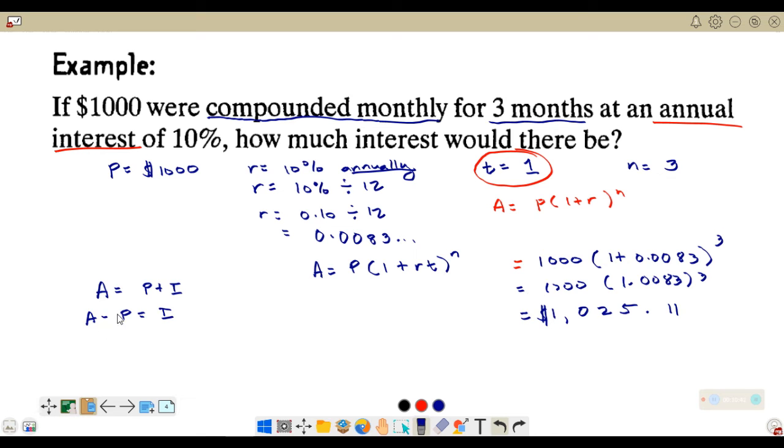Now how can we get the value for I? As I've said earlier, the formula that we are going to use is A minus P is equal to I. So I is equal to A minus P, that is 1,025.11 minus your principal, that is 1,000. So you will end up with an interest which is equal to $25.11. Okay? Okay, so this is our final answer. So I hope I was able to make it clear.